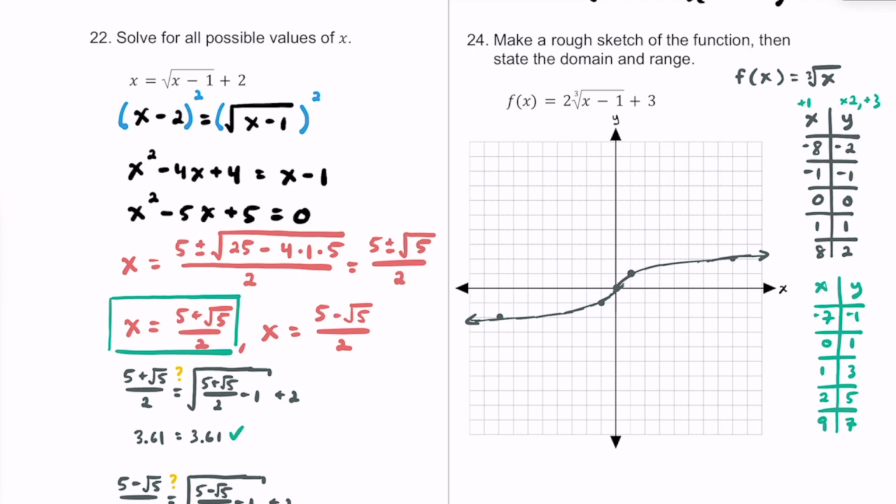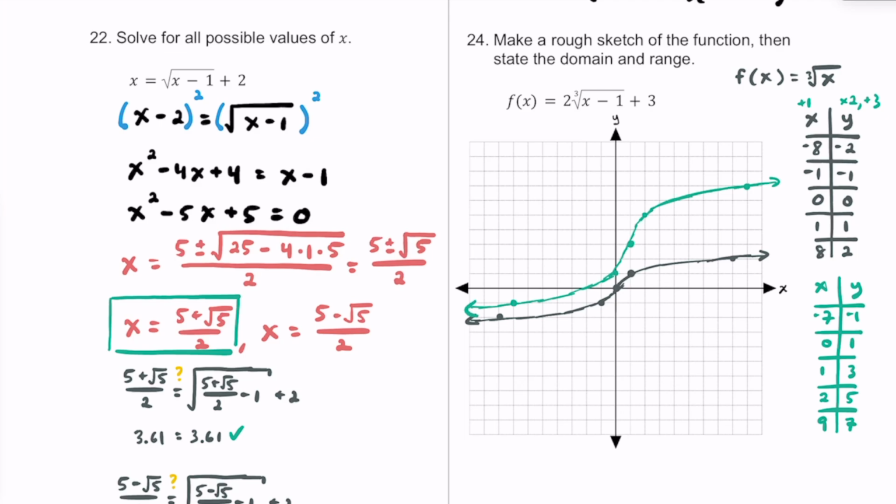So if we plot each of these points, our central point to think of is going to be 1, 3. That's going to be our point of inflection here. And then if we plot each of these other points, we have 2, 5, so that's going to be up here. We're also going to have 0, 1, which is down here. Then we're going to have 9, 7, which is all the way up here, and -7, -1, which is going to be down here.